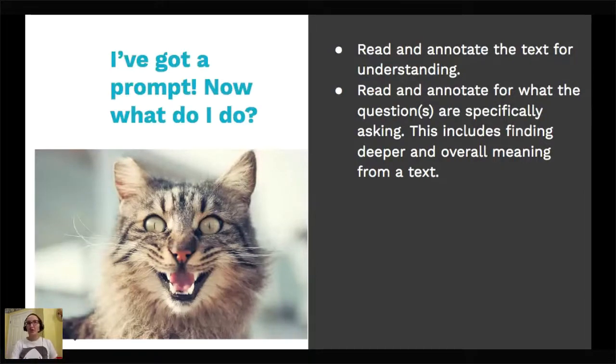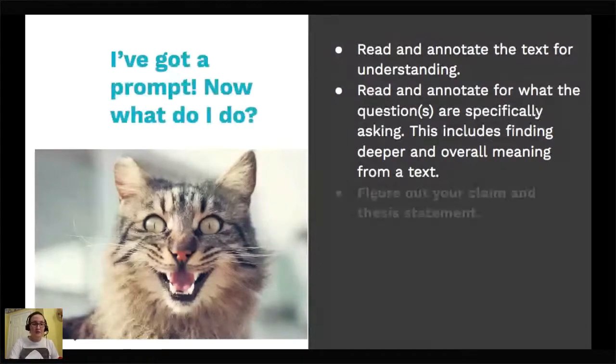Or the questions. There's always more than one question. So this includes finding deeper meaning and overall meaning from the text, but also the actual question itself. And we'll do, again, a practice prompt to actually see what this looks like. The example I'm going to use the whole time, because the poem we're going to read is about father-son relationships, I'm going to probably mention that many times: what is the complex relationship between the father and son? That's the question you might be answering when you're looking for evidence.